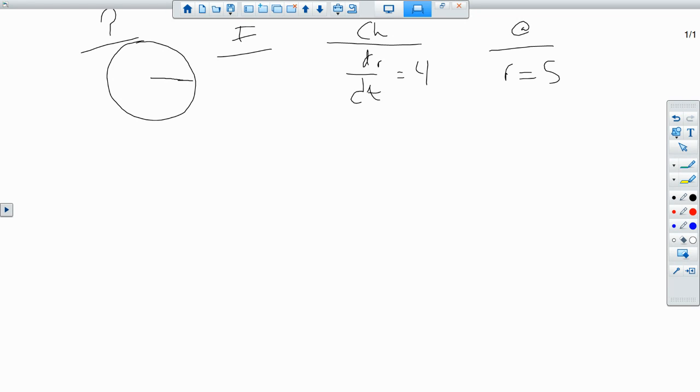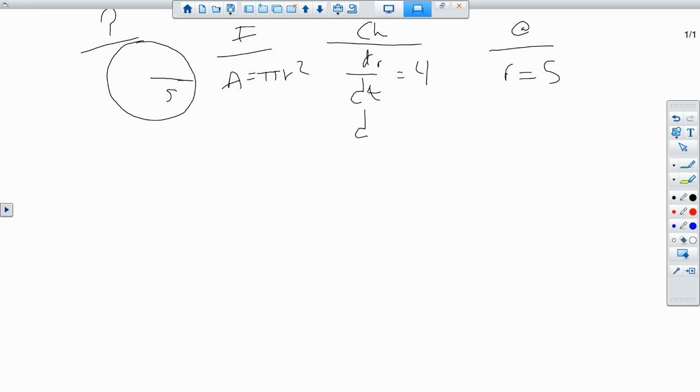Okay, so we have water with a radius of 5. We know that we're asked about area, and the circular area is pi r squared. So we have the picture of a circle, we have the formula of area, and we have what's changing. So the radius was changing at 4 centimeters per second, and the radius is 5 centimeters, right? So you get all your information on there.